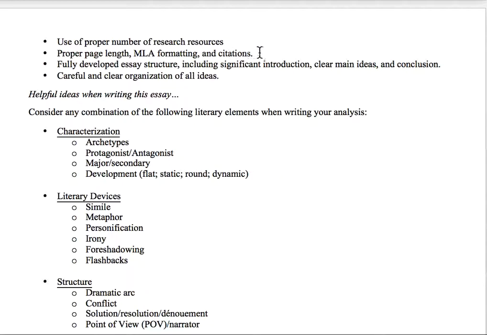Proper page length, MLA and citations, you know how to do all of that. Again, make sure you cite in text as well. That's important. So if you get an idea, information, numbers, anything, a quote, paraphrase from a source, make sure you cite it. A fully developed essay structure, you know how to do that, and then careful and clear organization of all ideas.